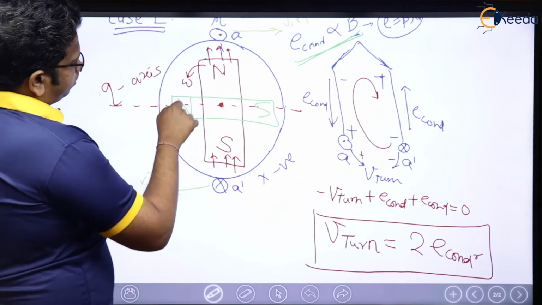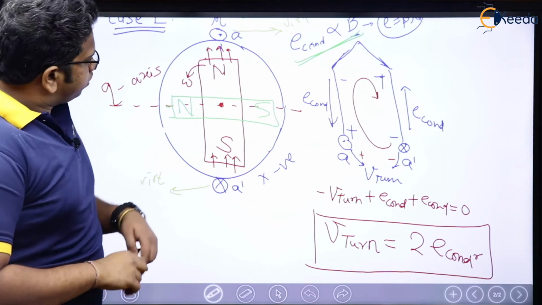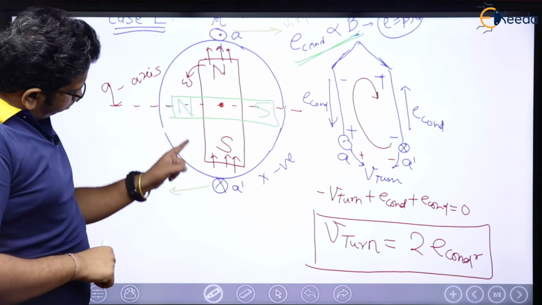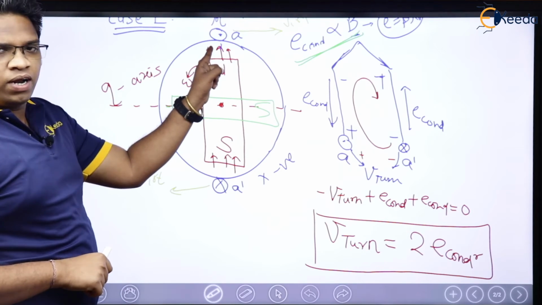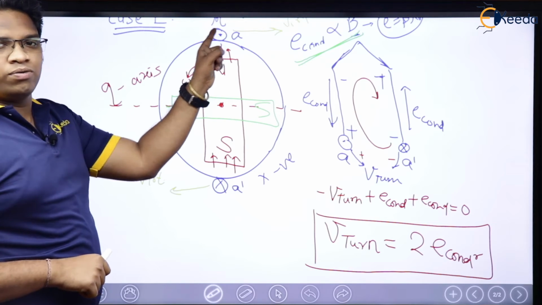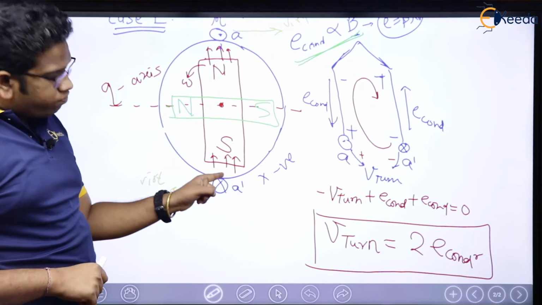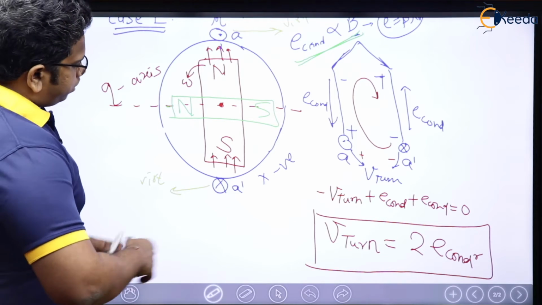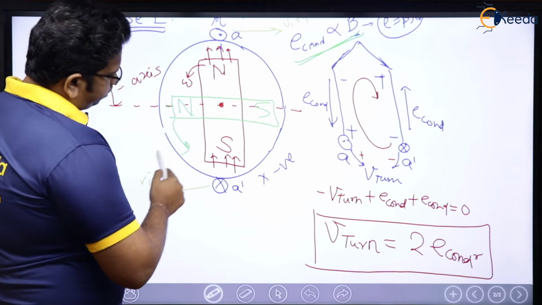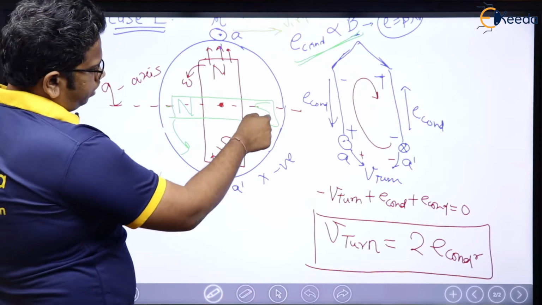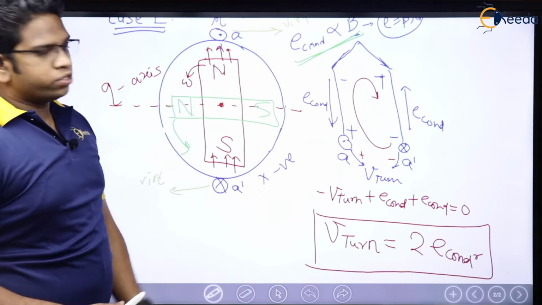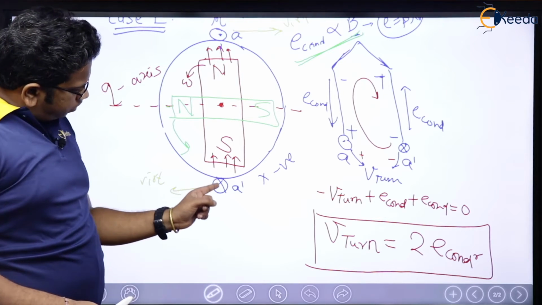Now, after 90 degrees, what happened? It became 0. A became 0, A dash became 0. Now, the moment this north comes here and this south goes up, A will have a cross and A dash will have a dot. Now, when it further moves in this direction and this north comes here, S comes there, A will have a cross and A dash will have a dot.